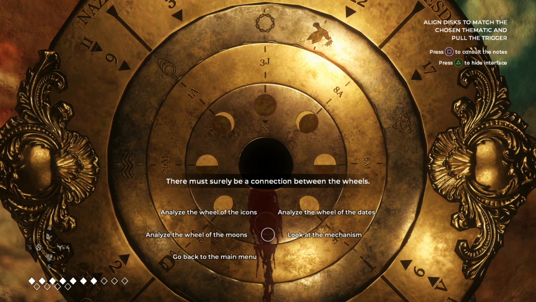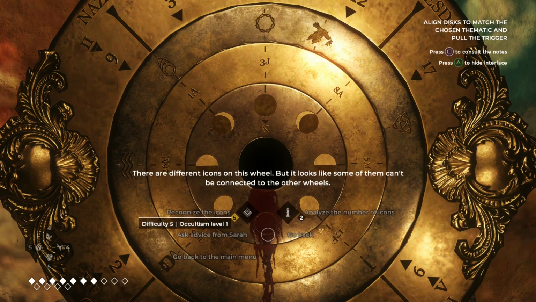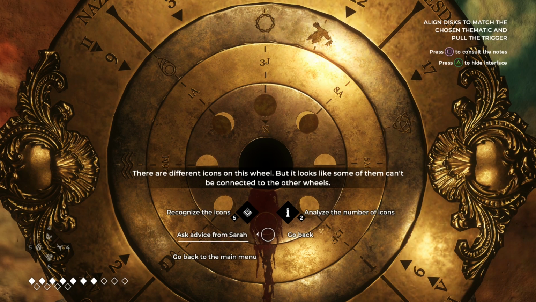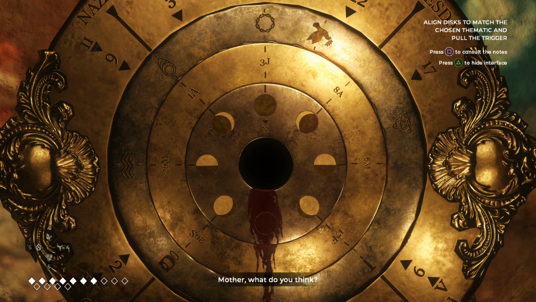Okay, let's start with the outside, analyze the wheel of icons. There's different icons on this wheel, but it looks like some of them can't be connected to the other wheels. Oh, like the lines coming in from the outside and the middle ones? Let's ask Mom. Mother, what do you think? As I told you, I didn't get that far. Nevertheless, these icons do represent moments in the life of Christ.